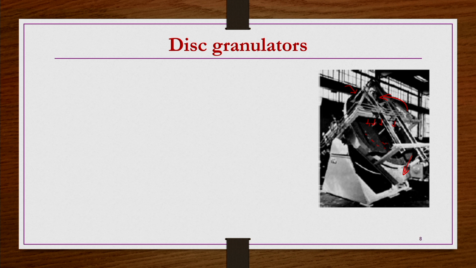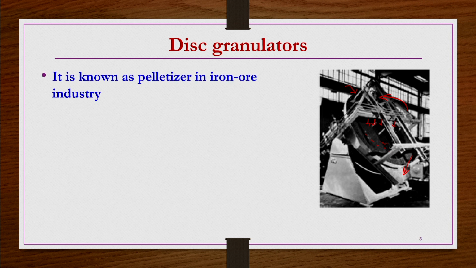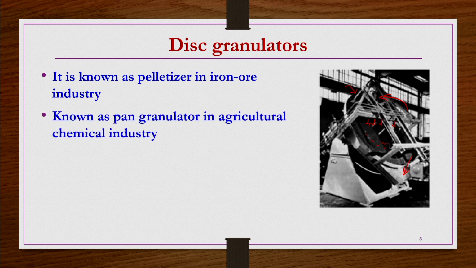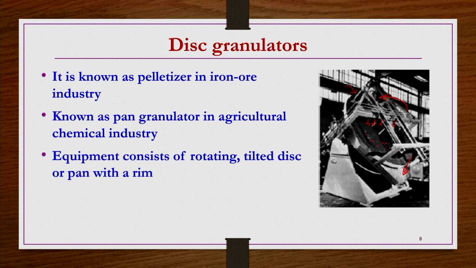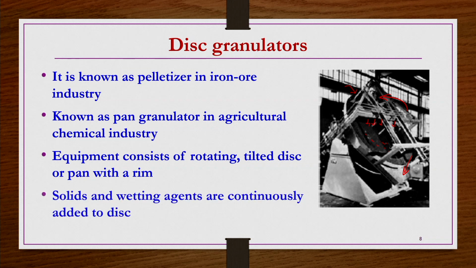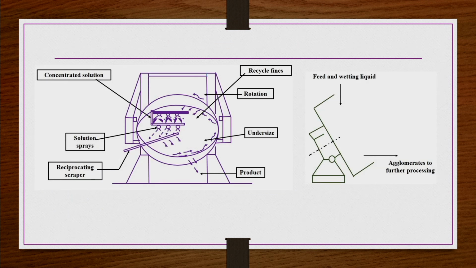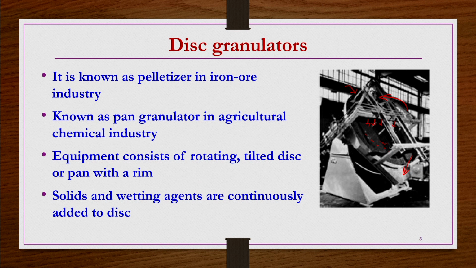Right. These disc granulators have been given different names in different industries. Let us say it is known as the pelletizer in the iron ore industry, whereas in the agricultural chemical industry it is known as the pan granulator. The equipment in general consists of a rotating tilted disc or pan with a rim, whereas the solids and wetting agents are continuously fed or added to the disc, and then granulated products are taken continuously from the bottom of the disc.